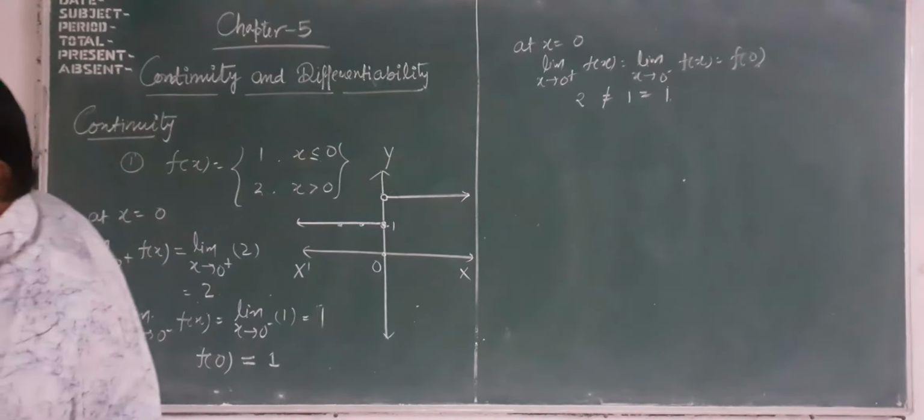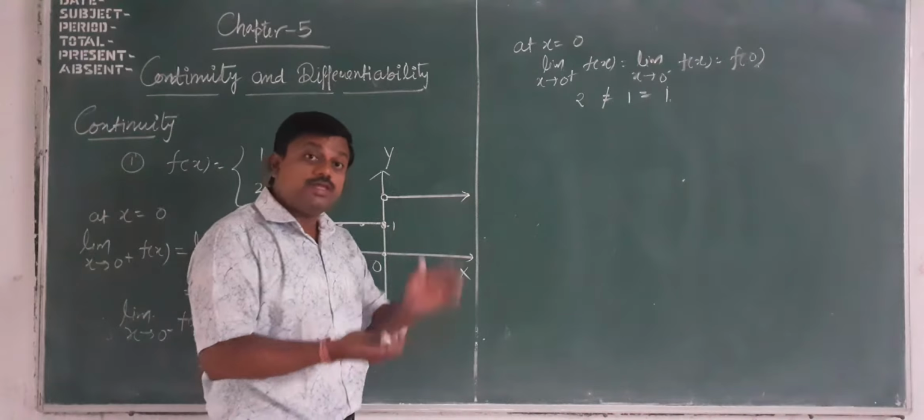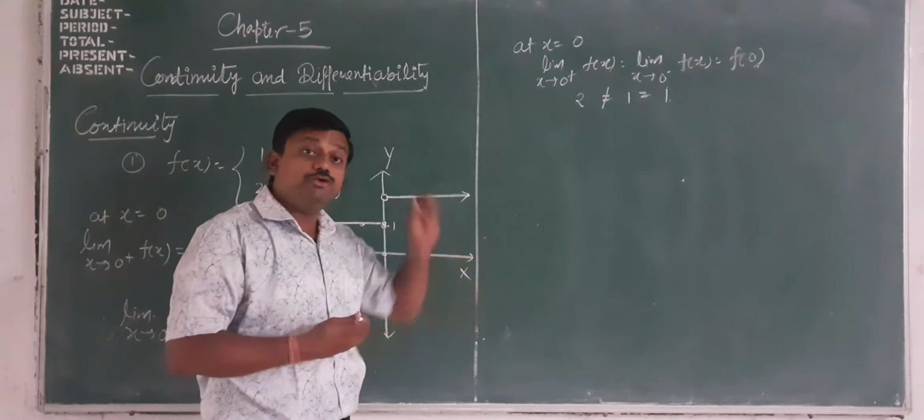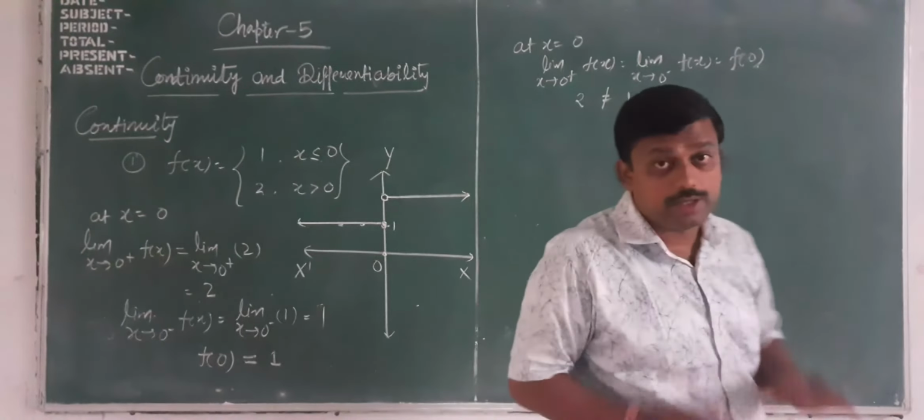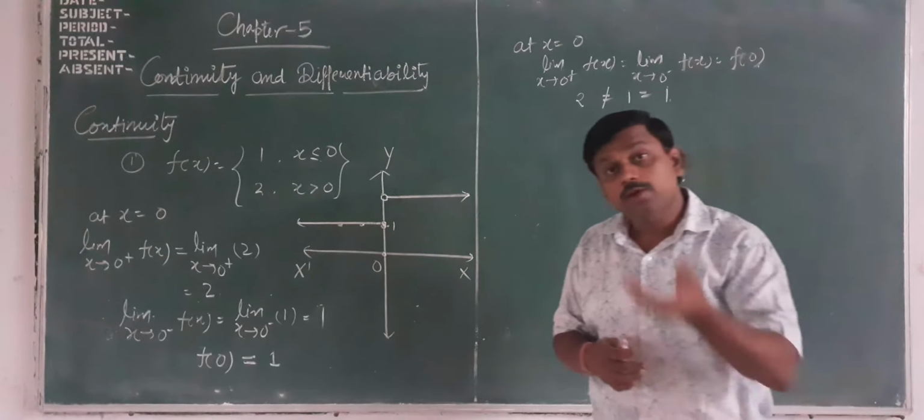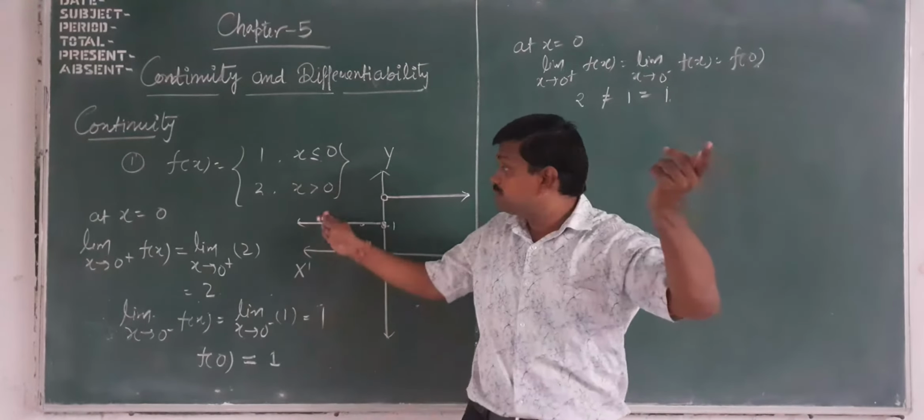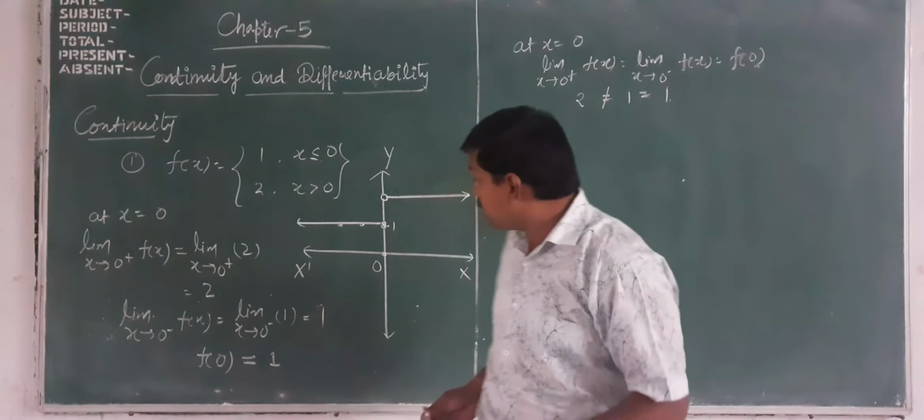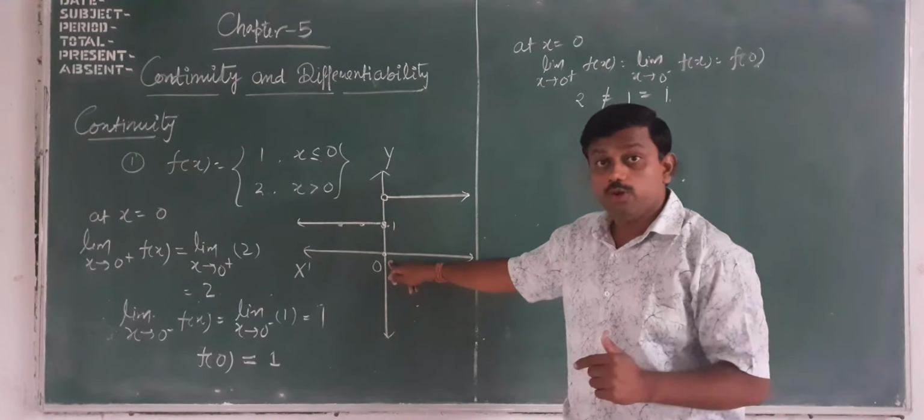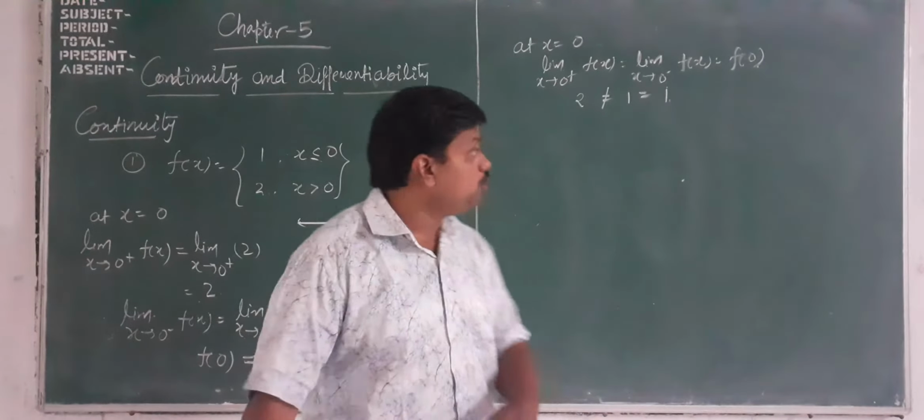It means they are not equal. If they are not equal, we cannot draw the graph of that function without lifting the pen from the paper. So due to this problem, this function is discontinuous, not continuous. This function is not continuous at x equal to 0. This is a discontinuous function at x equal to 0.